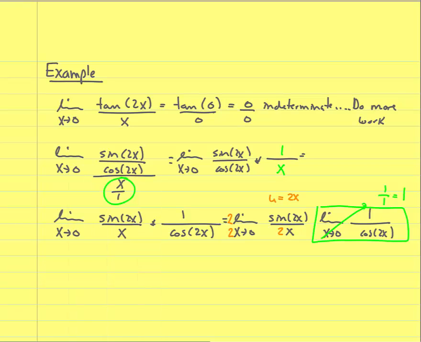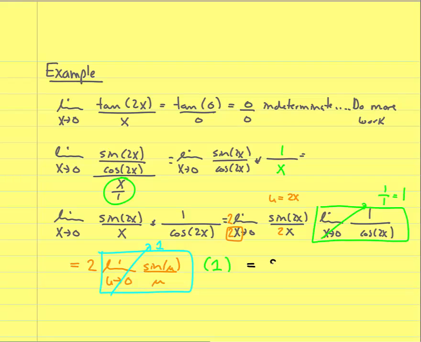So I just have this first piece that I'm working with now. I have a 2 out front, and I have the limit as 2x approaches 0, but we know 2x is equal to u from our substitution. The sine of u over u. Now we know from our special shortcut limits that this piece goes to 1. Over here I already have a 1, so I have 2 times 1 times 1 basically from up above, which of course is equal to 2. So that's what this limit is equal to.